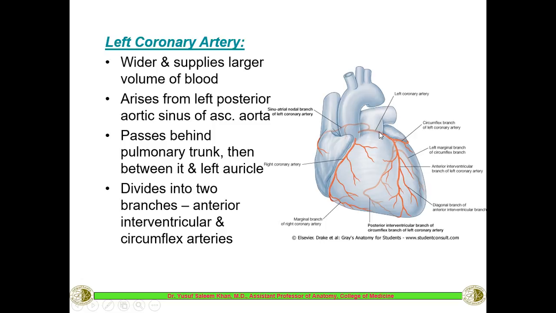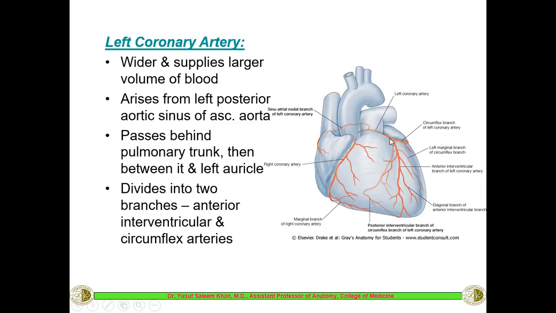And then between it and the left auricle, if you can see here, this is the left auricle. This is not the left atrium. The big chamber of the left atrium will be behind, so this is just the auricle of the left atrium, called the left auricle. So it will be passing between the pulmonary trunk and the left auricle.